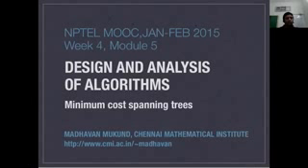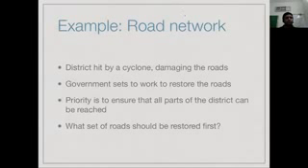So having seen a variety of algorithms for shortest paths on weighted graphs, we now move to a completely different problem, that of computing what is called a minimum cost spanning tree. To motivate the problem, let's consider the following example.